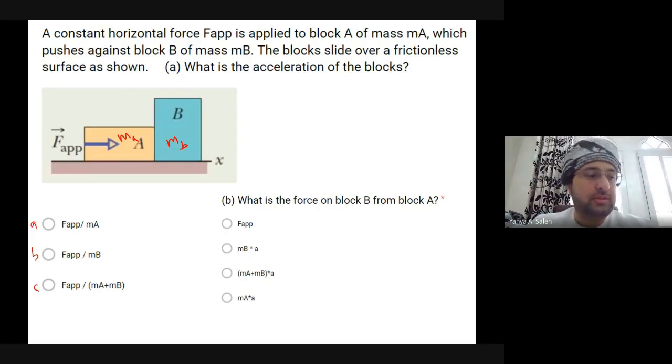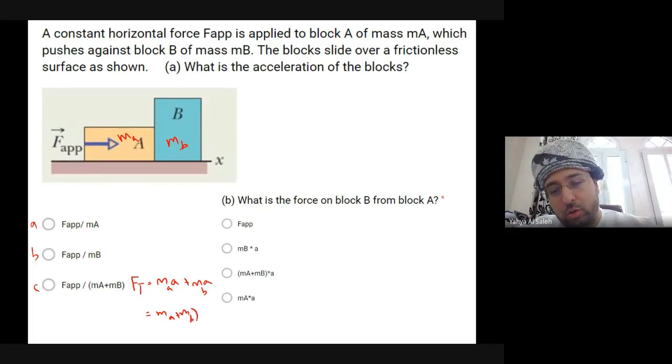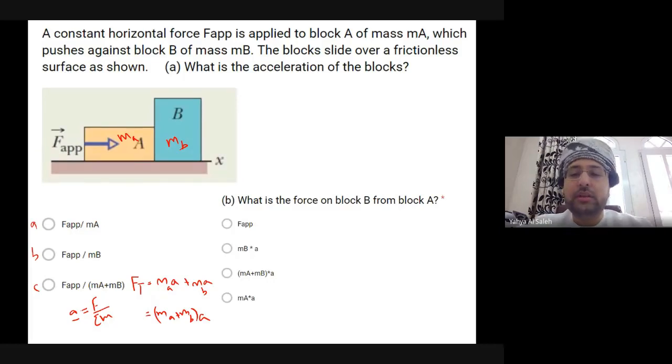Excellent. Everyone chose C, which is exactly what we mean, because the total force is equal to mA a plus mB a, and since they're moving together, we will get this. So acceleration will be equal to F over the sum of masses. Okay, what is the net force? What is the force on block B from block A?